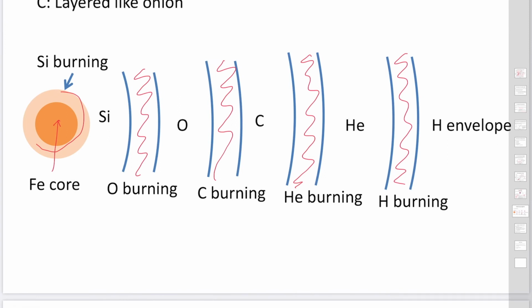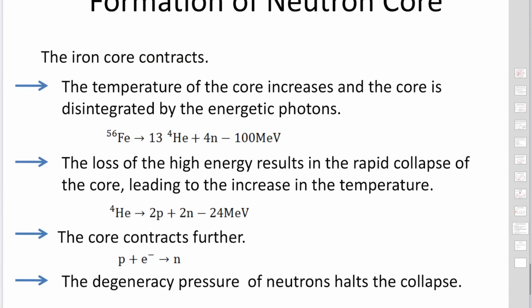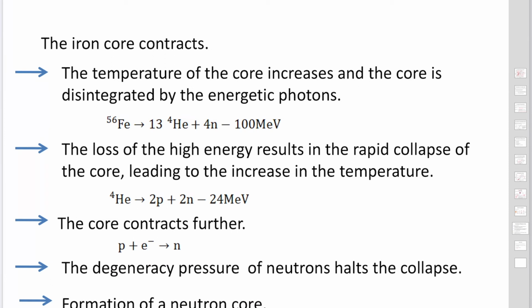Iron is the most stable element. Iron cannot generate energy. So the iron core contracts, and the temperature of the core increases, and the core is disintegrated by energetic photons. So iron is disintegrated into helium. These reactions need a huge amount of energy. The loss of this energy results in the rapid collapse of the core.